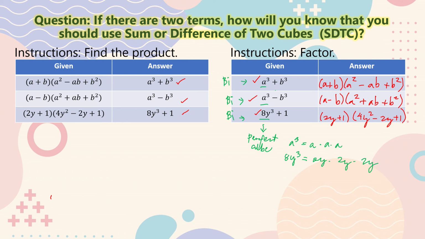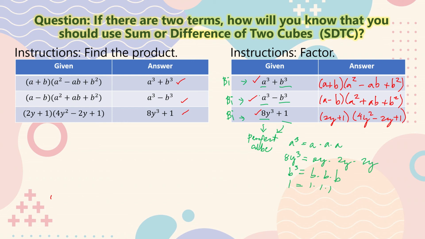What else do we notice? The second terms are also perfect cubes if you notice. b cubed is b times b times b. Well, 1 is 1 times 1 times 1. So that's how you will determine whether SDTC is applicable or not. It's so-called sum or difference because it can be either a plus or a minus.